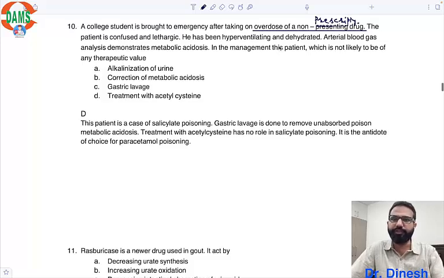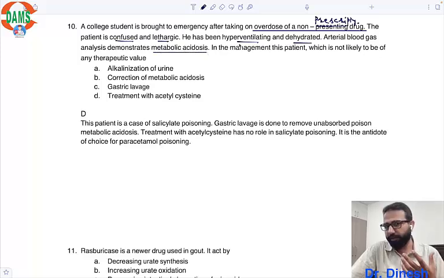It means he has taken the medicine without a prescription. The patient is confused and lethargic. He has been hyperventilating as well as dehydrated. Arterial blood gas analysis demonstrates metabolic acidosis. Hyperventilation means respiratory alkalosis, and this is metabolic acidosis.